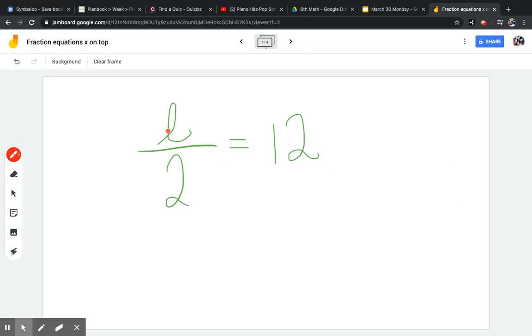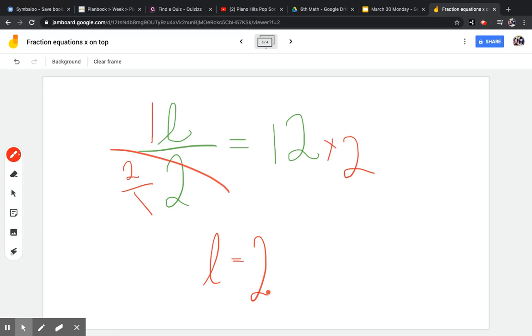Next one, I have L over 2 equals 12. Well, it's actually 1L. Times that by the inverse, or the reciprocal. 1/2, the opposite, is 2 over 1. So what is 12 times 2? Well, you guys should know that one. L equals 24.